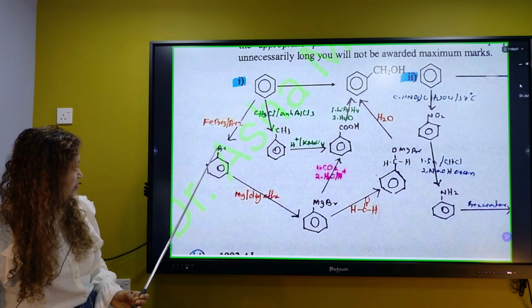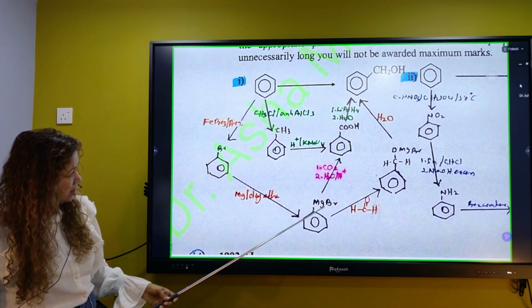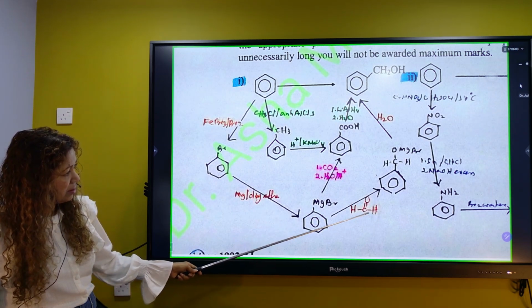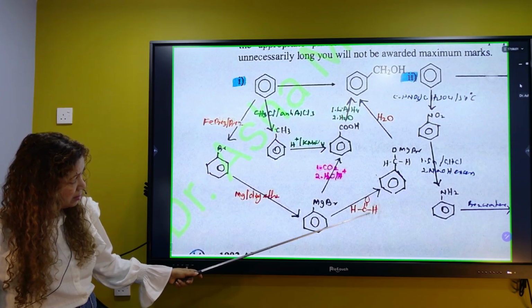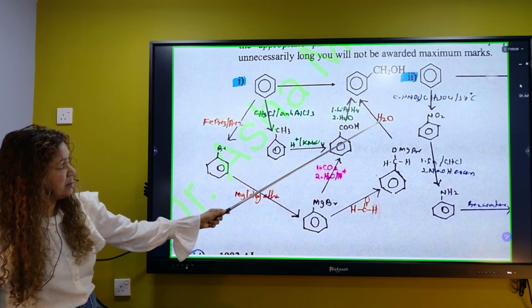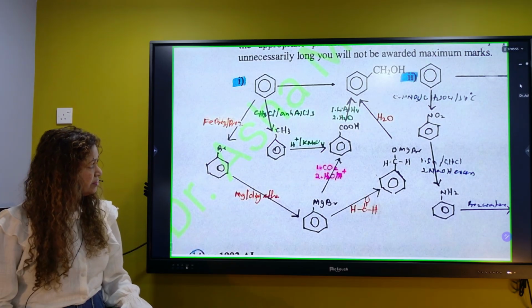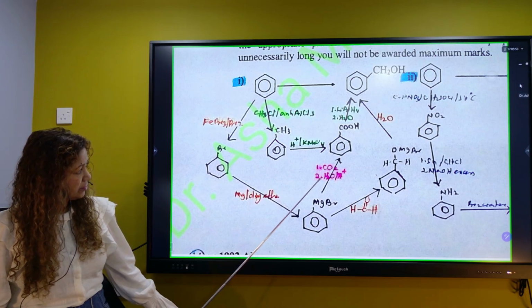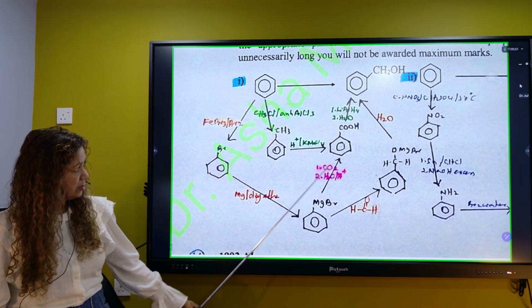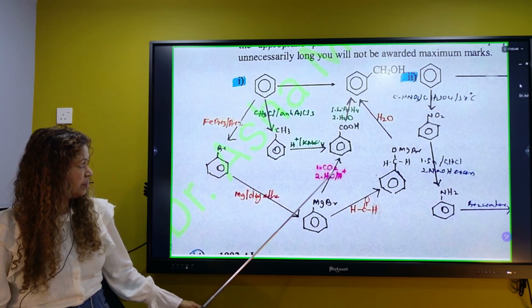Or otherwise, bromine, Grignard, this one carbon carbonyl, and then hydrolysis. Both methods are correct. Carbon dioxide, water, this is also okay. You can go through this path. See, you have 3 paths here.